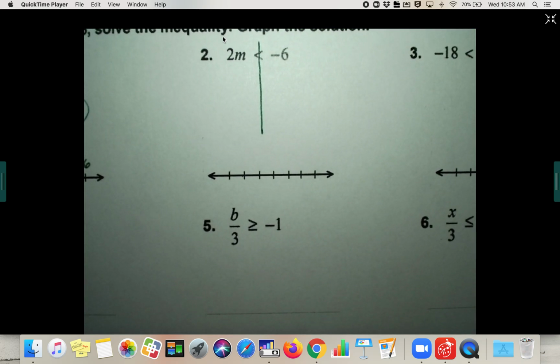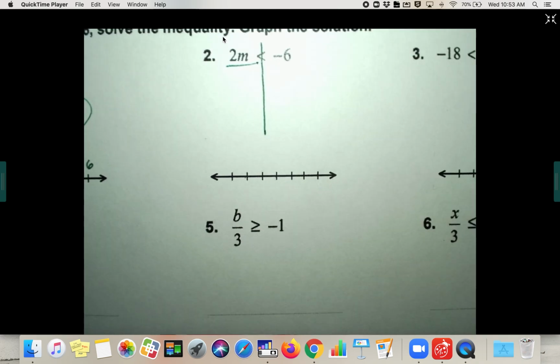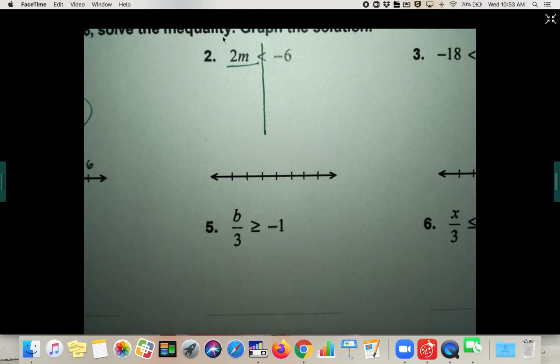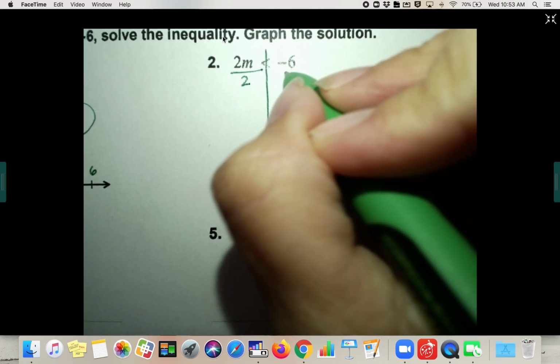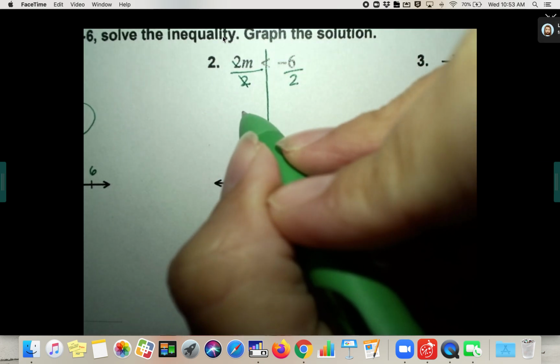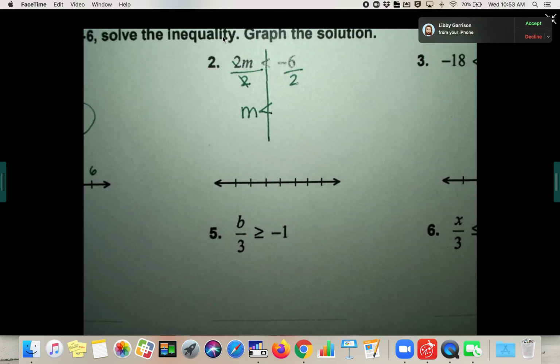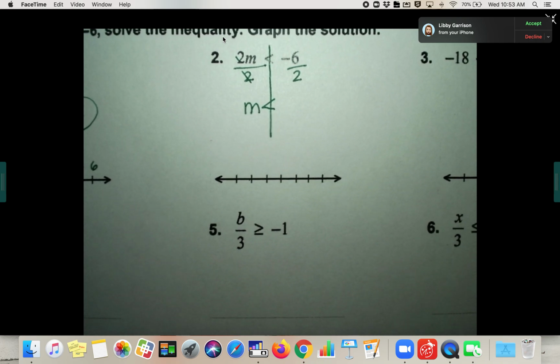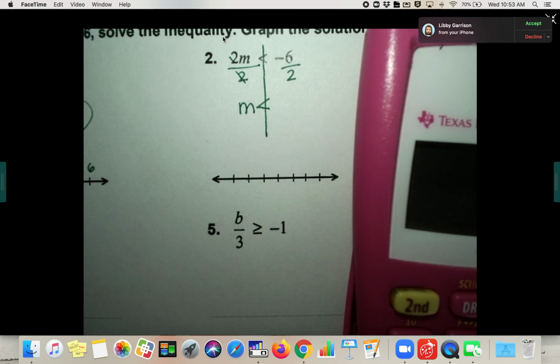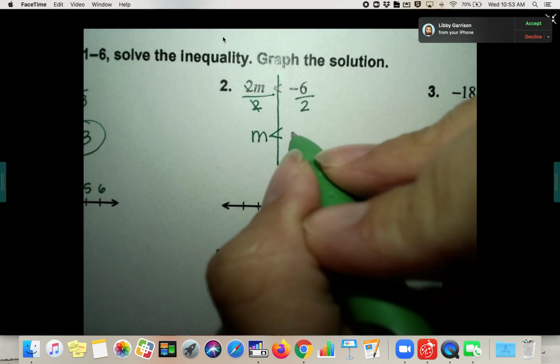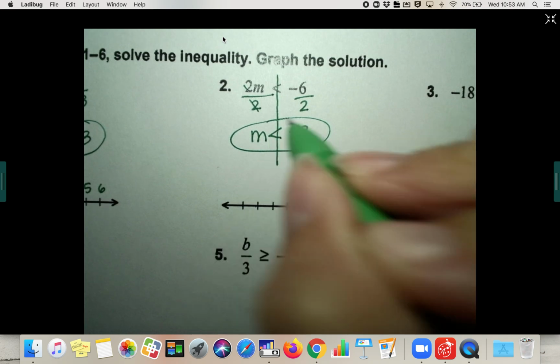Number 2, m is being multiplied by 2, so we're going to divide both sides by 2. Cancel, cancel. M is less than -6 divided by 2. If you're not sure, please use your calculator because you have got to get these negatives, positives figured out. -6 divided by 2 is -3. So always just go ahead and use your calculator if you're not sure.